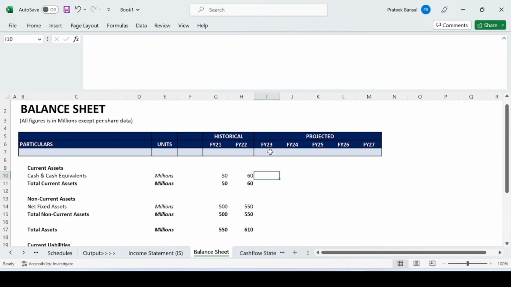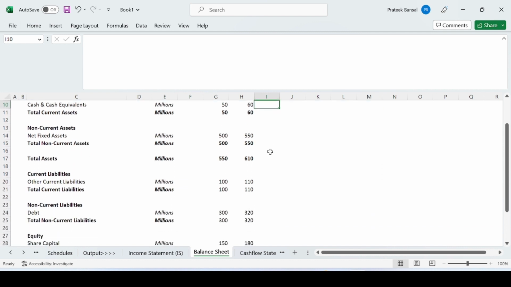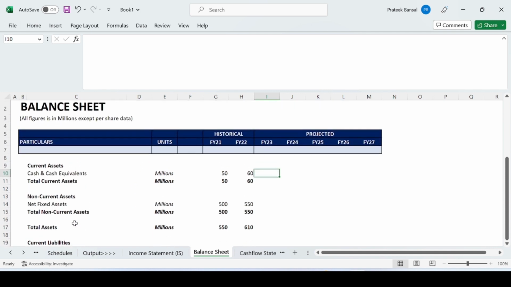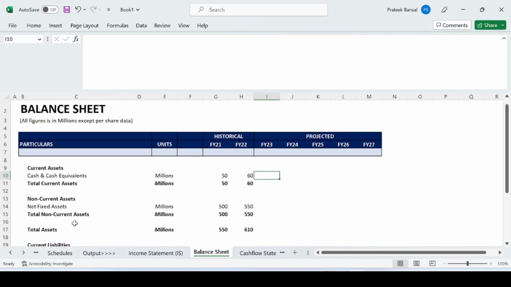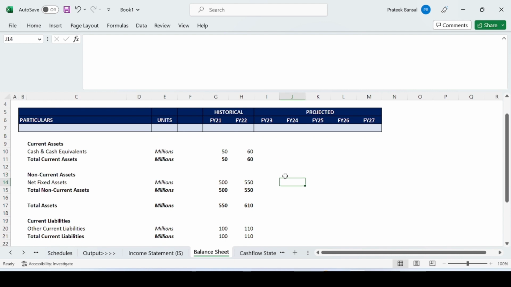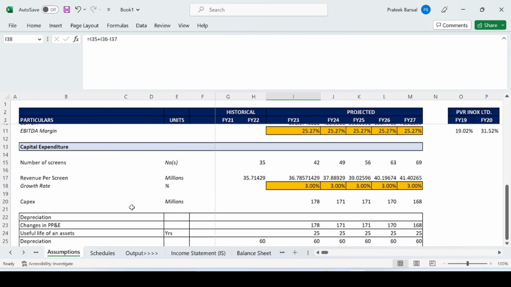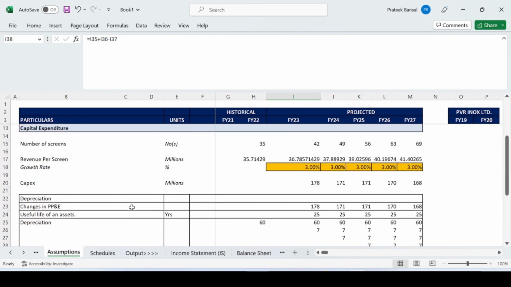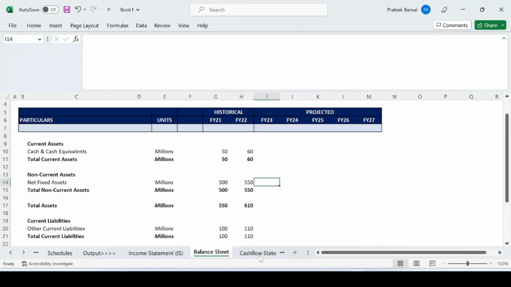We have cash and cash equivalent, net fixed asset, OCL, that is other current liabilities, debt balance, share capital, reserve and surplus. So for the cash and cash equivalent, we need to build a cash flow statement that we will see in the upcoming video. Coming down to the net fixed asset, we have already built a depreciation schedule or capex or changes in PP&E in the assumption tab, right? So what we can do is we can link our net fixed assets from there.